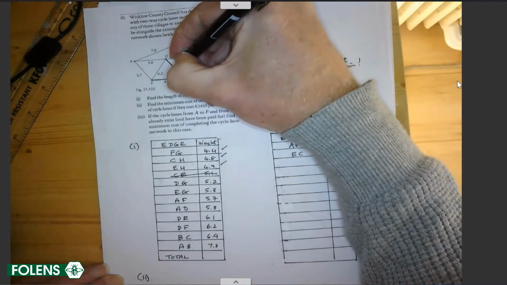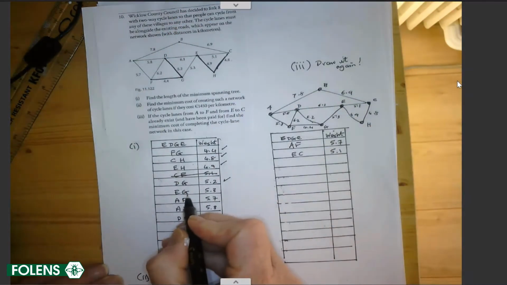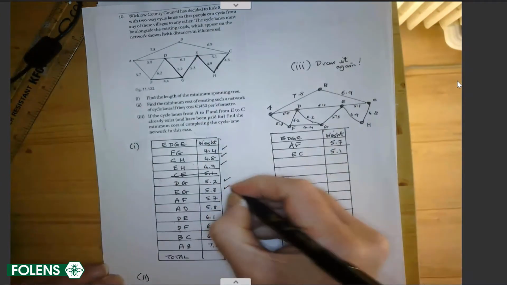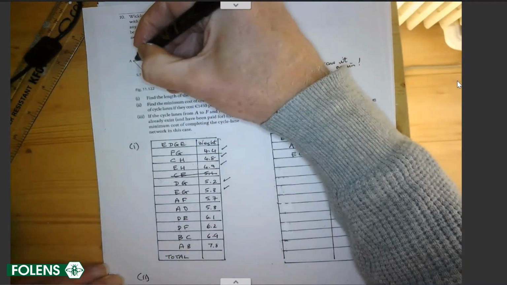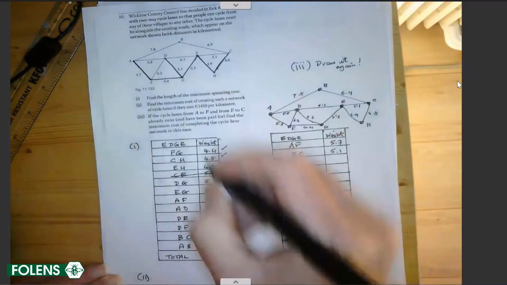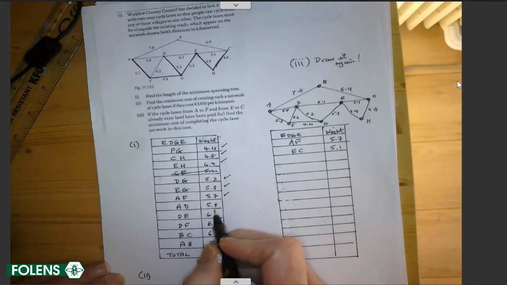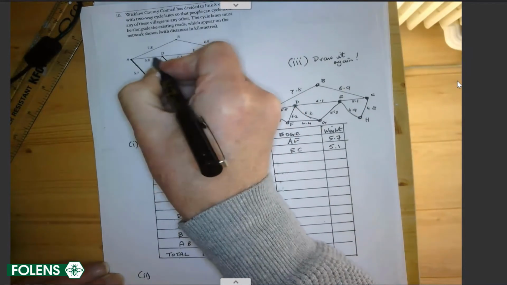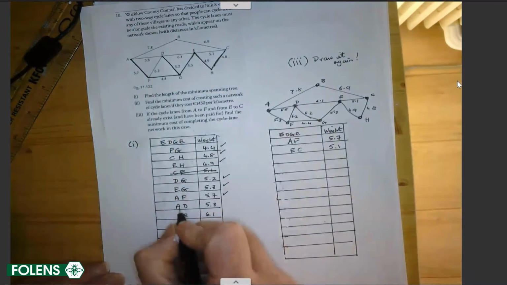D to G does not create a cycle or a loop, so that's included. E to G, that's 5.3, that's in. A to F, no evil work done by including A to F, that's in. There are no cycles yet. A to D, now A to D would create a parallelogram cycle there, A to D to G to F to A, not allowed.